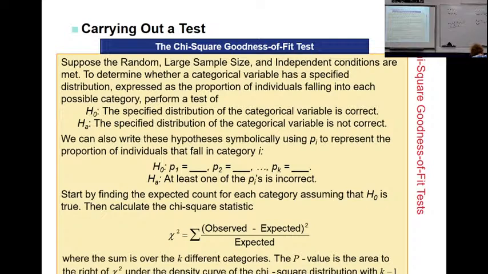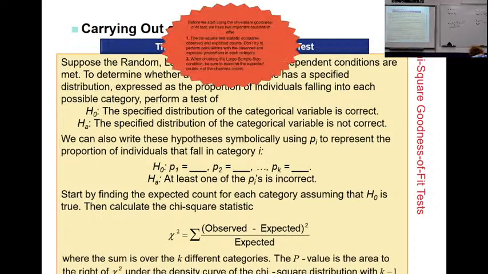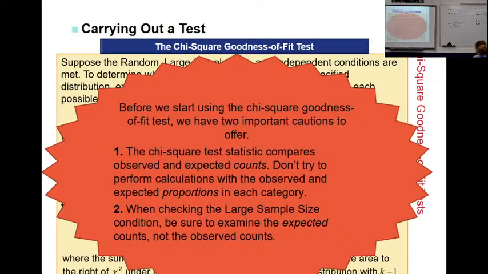Two things to make sure, these are common errors to stay away from. So if you want to snap a picture of this. First thing, you should use observed counts and expected counts. Don't try and deal with proportions here. The only place you should deal with proportions is in a null and alternative hypothesis. In your calculation for observed minus expected, those should be counts. Those should be numbers. Those should not be proportions.